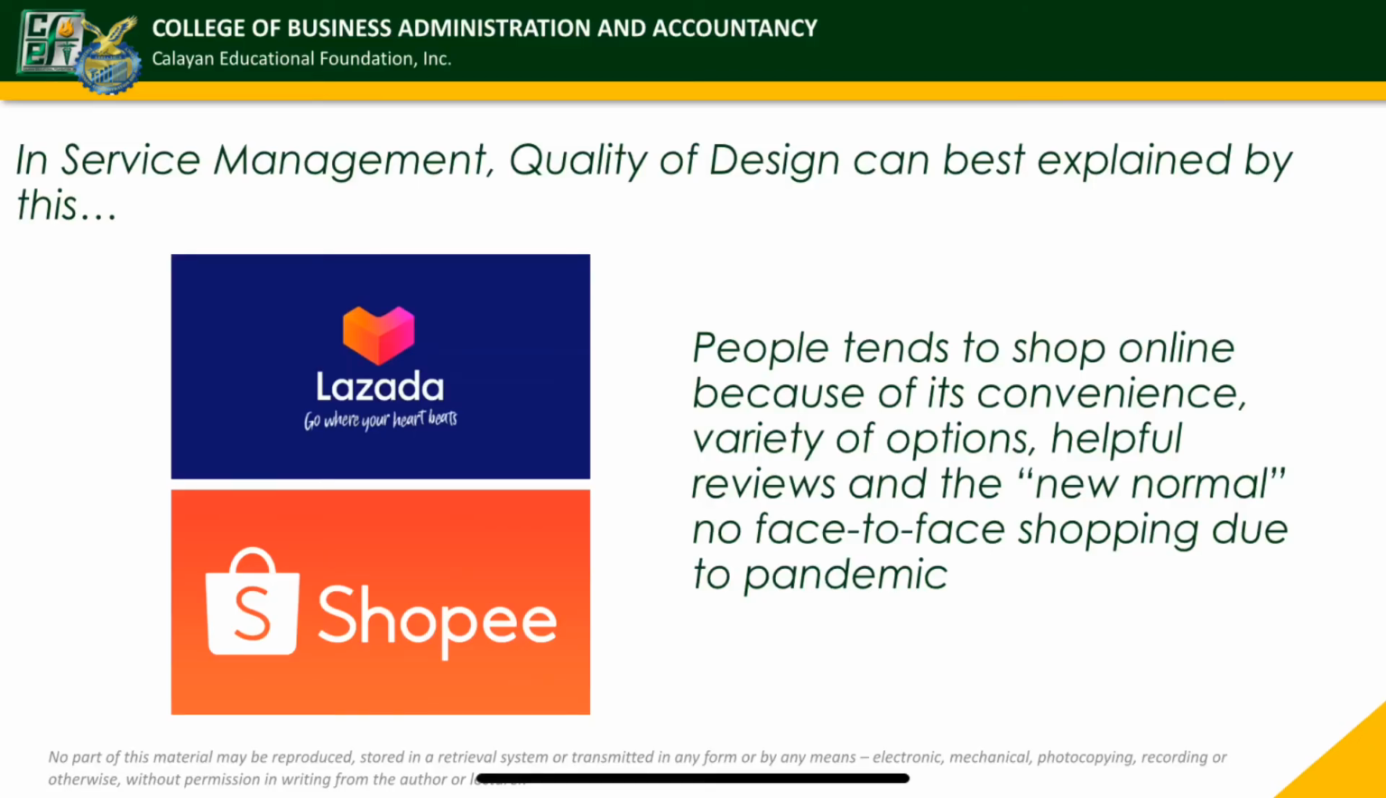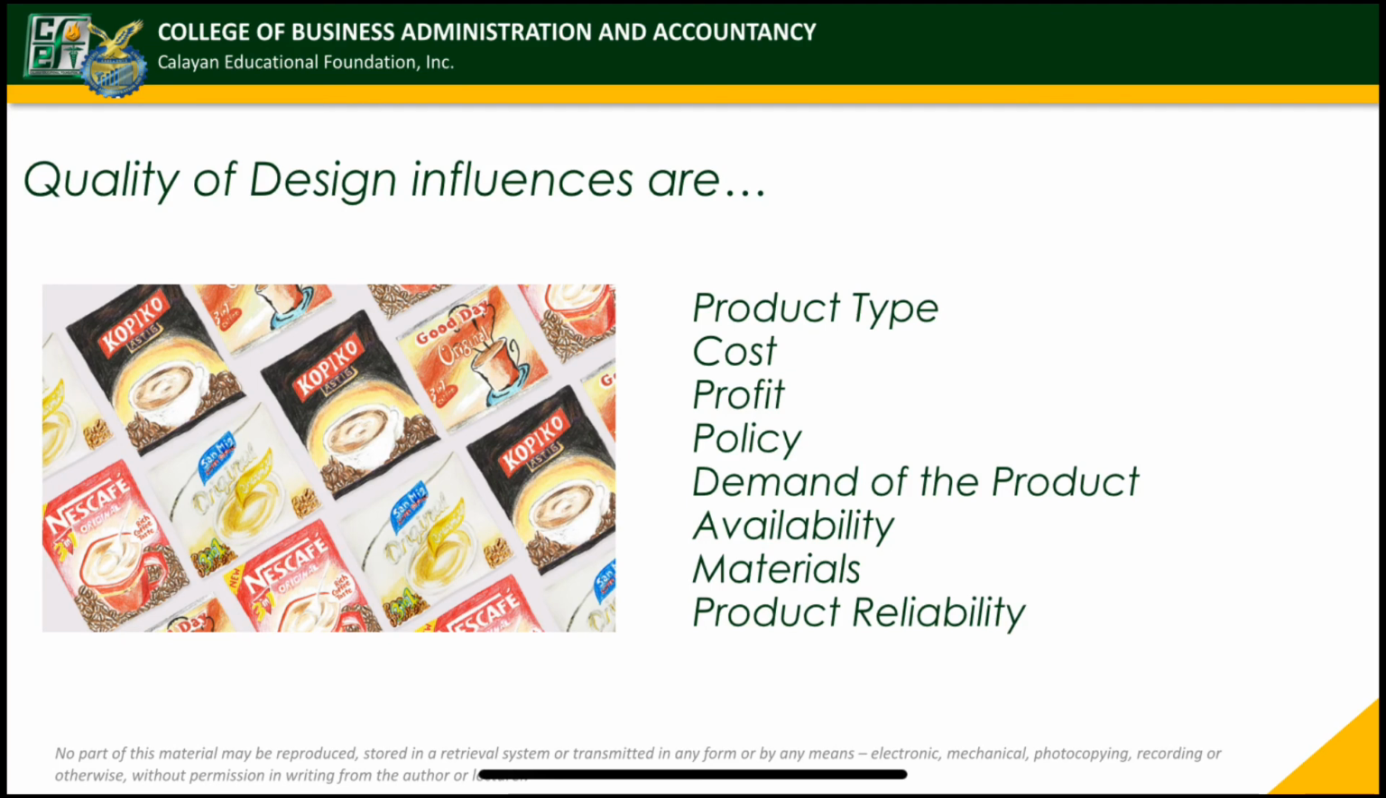In service management, the use of online shopping like Lazada and Shopee provides quality of design since the features of online shopping sites are very convenient to use, with lots of options that customers can explore. And with the current situation due to the pandemic, online shopping is very convenient, which makes people realize it is effective in keeping themselves safe from harm outside. In summary, quality of design is based on its features like product type, cost, profit, policy, demand of the product, availability, materials, and product reliability.